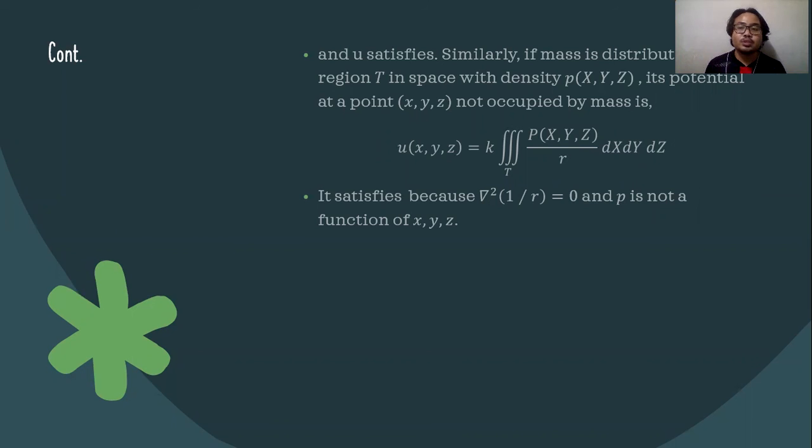Similarly, if a mass is distributed in a region T in space with a density of rho(x, y, z), its potential at a point (x, y, z) not occupied by mass is u(x, y, z) equals k times the triple integral of rho(x0, y0, z0) divided by r dx dy dz. We satisfy nabla squared of 1 divided by r equals 0, and rho is not a function of x, y, z.